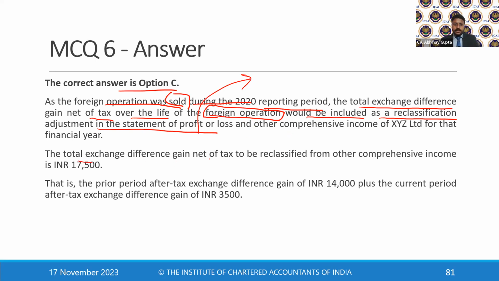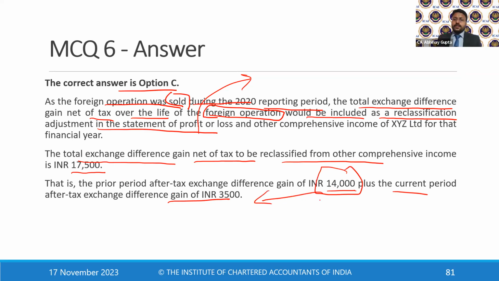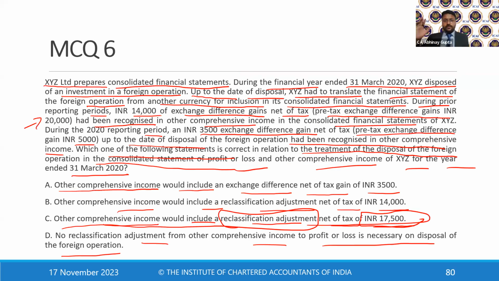Now, for that financial year, the total exchange difference gain net of tax to be reclassified from OCI is INR 17,500. That is 14,000 plus the current year gain. So 14,000 was the old balance plus 3,500 is the current year. So all in all, the total amount becomes 17,500 that needs to be adjusted through reclassification adjustment from OCI. Correct? So this is what we discussed when we had the discussion around the disposal of interest in the foreign operation. So this is the MCQ around that concept.